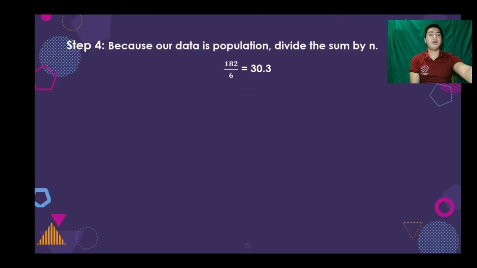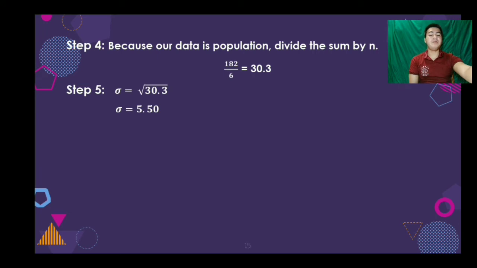In step number 4, because our data is population, then divide the sum by n. So take note, our n is 6. 182, the sum of squared deviations, divided by 6 equals 30.3.